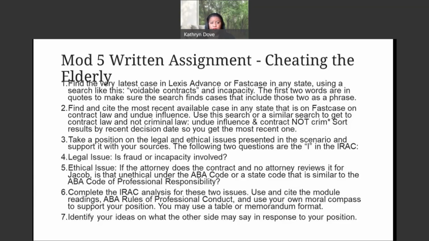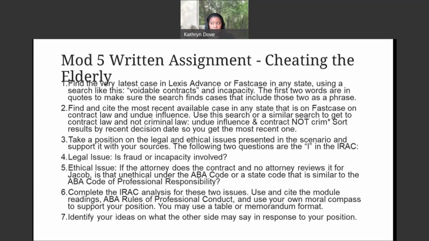Three, take a position on the legal and ethical issues presented in the scenario. Support it with your sources. Now, you will need to do two IRACs. One, the first issue, is fraud or capacity involved? What's the rule? State the rule on fraud or incapacity, which says that if a person who lacks mental capacity to contract entered into an agreement, they can disaffirm it.